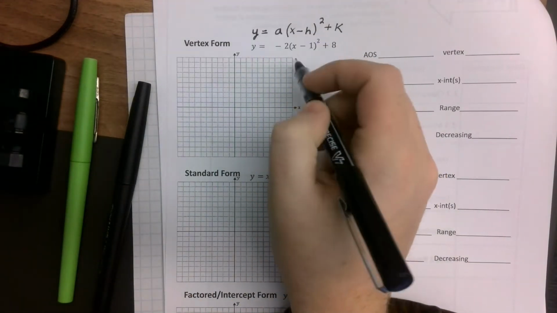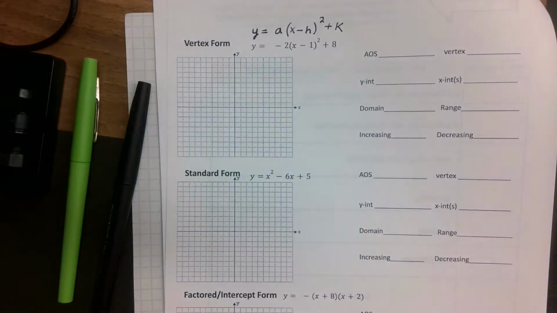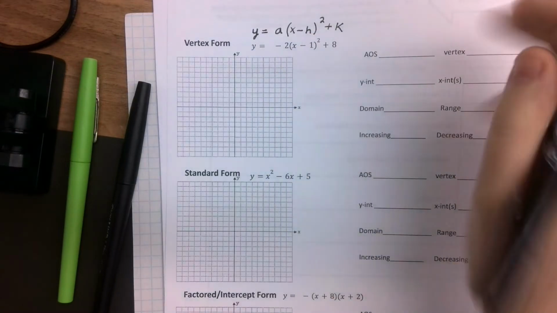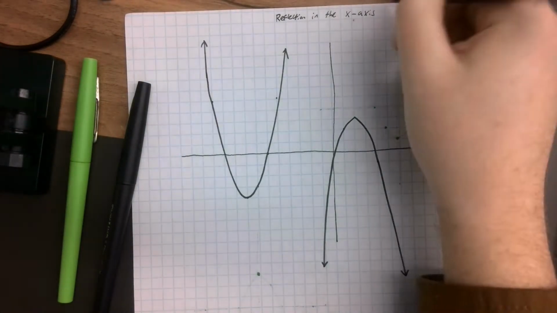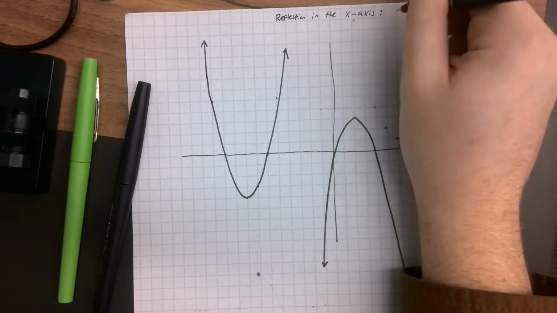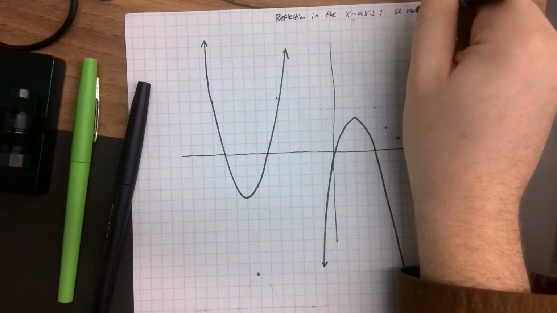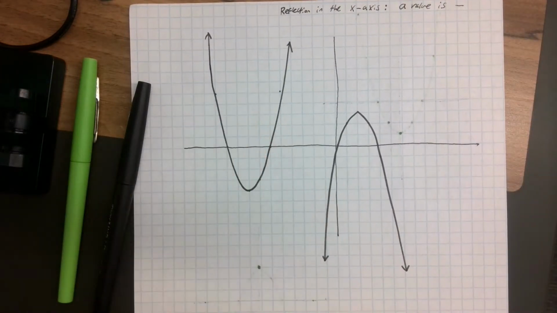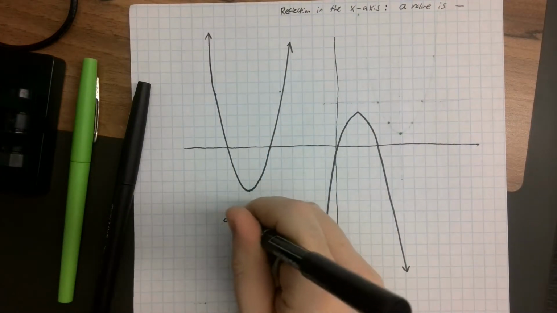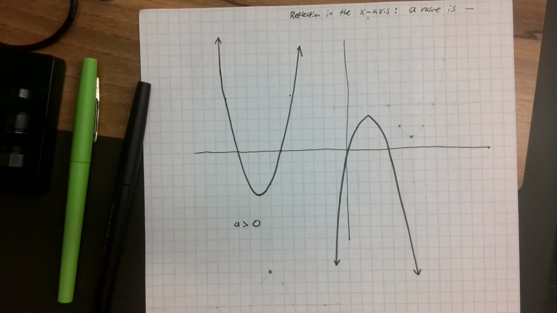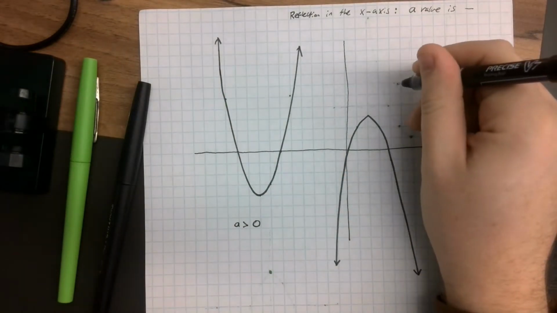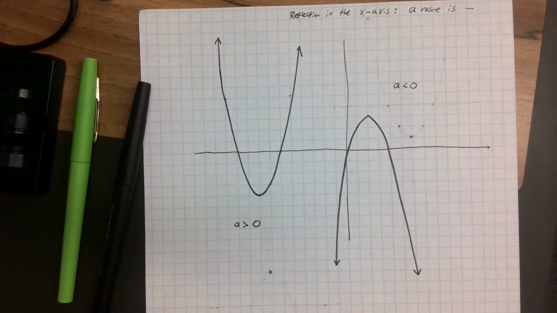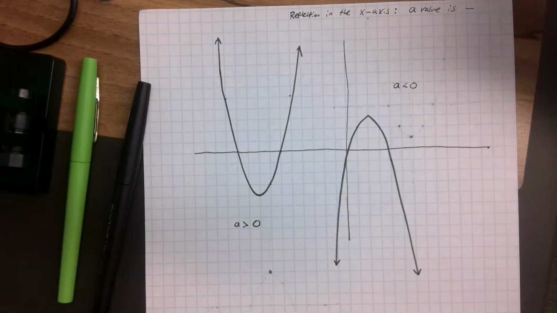Notice here that our a value is negative 2. Anytime your a value is negative, it means that your parabola is upside down. So reflection in the x-axis means that our a value is negative. So in this parabola, for instance, we know that our a value should be greater than 0. We know it should be positive because it's facing right side up. This one, we know it should be negative because it's facing upside down. That's the first characteristic of a parabola that we should be able to identify.